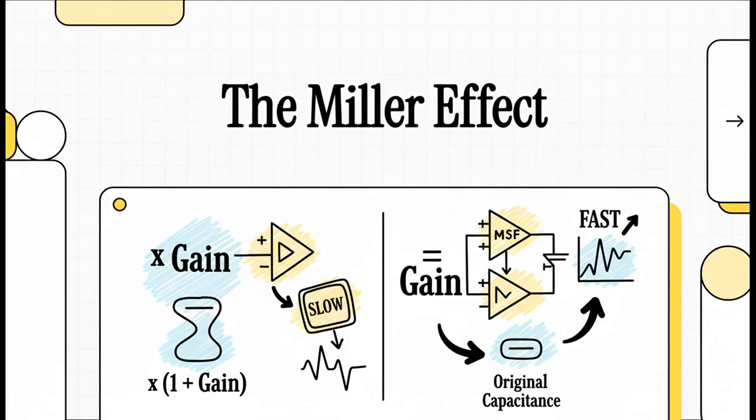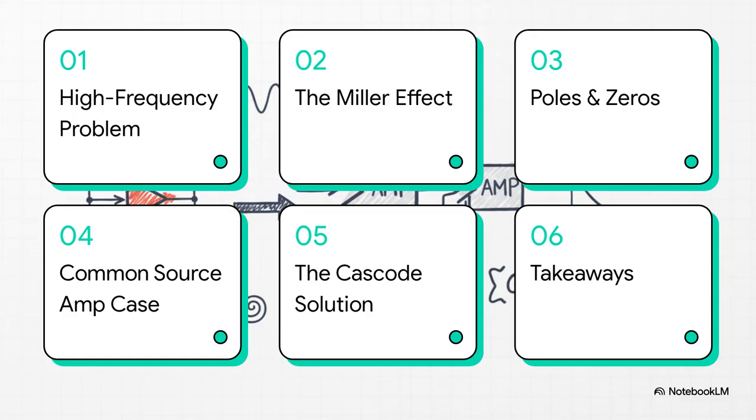totally outsmart it. So here's our game plan. First, we'll figure out why even a perfectly good amplifier can suddenly fail. Then we'll meet the culprit, the Miller Effect itself. After that, we'll learn the language engineers use to fight back, see it in action in a super common circuit, and finally, we'll reveal the elegant solution that really tames this beast for good.